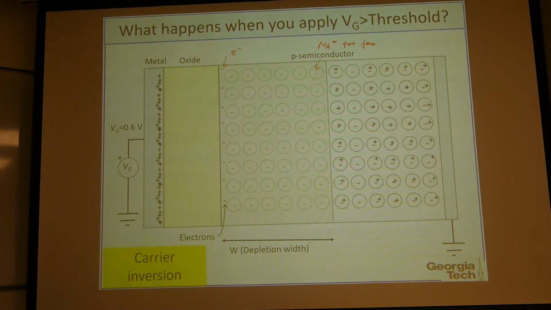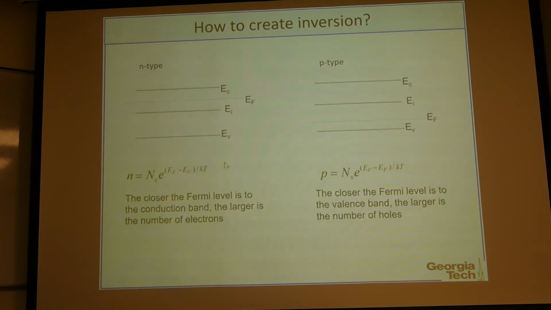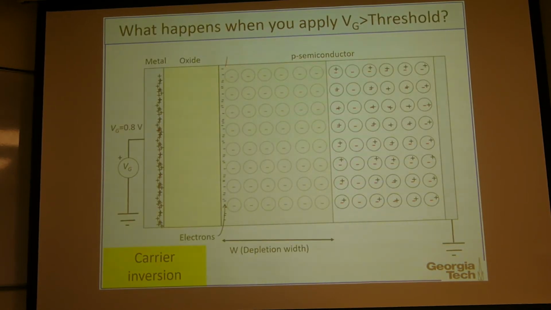So this is an inversion. If you keep increasing the gate voltage, you are going to induce more and more electrons here. So you see here more and more electrons. Basically, the number of electrons will balance the increase of the positive charge on the metal plate. Any questions?